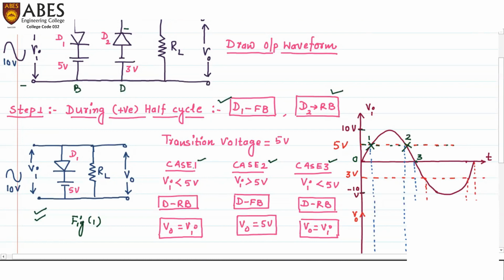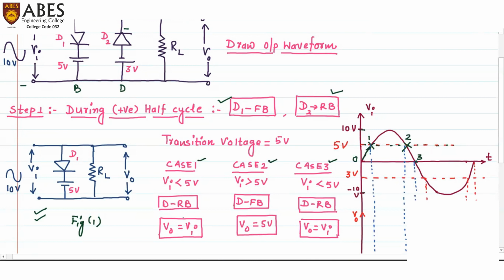So let's start with case number 1. In case number 1, I have written Vi less than 5 volts. The same can be seen in the input waveform. Here we can see the input voltage is less than the transition voltage, which is shown by the dotted line.